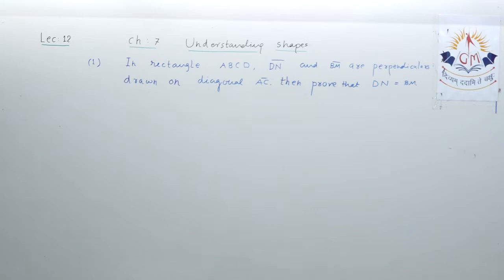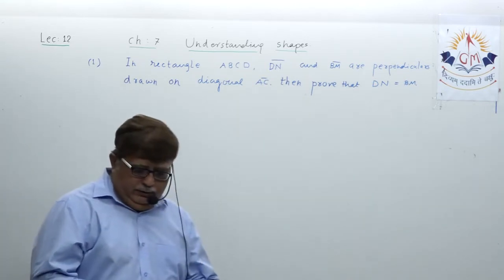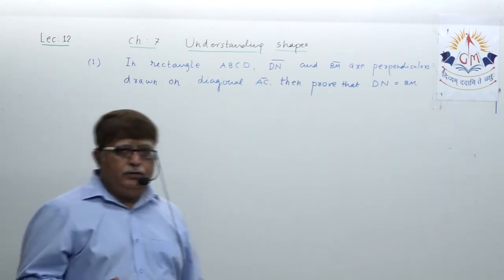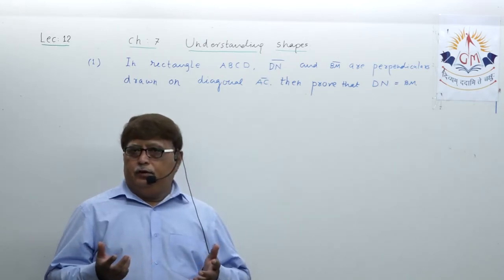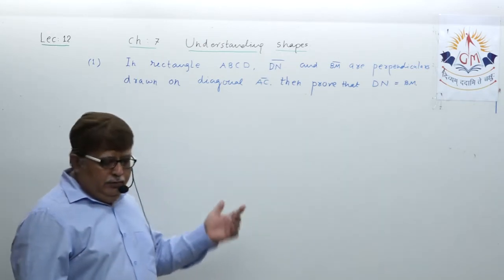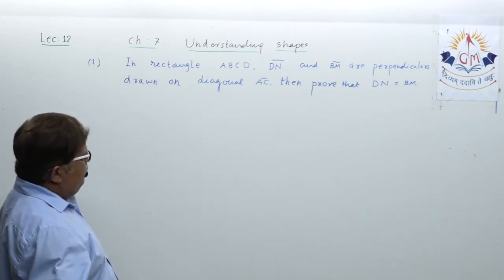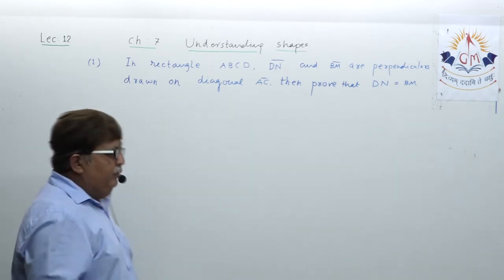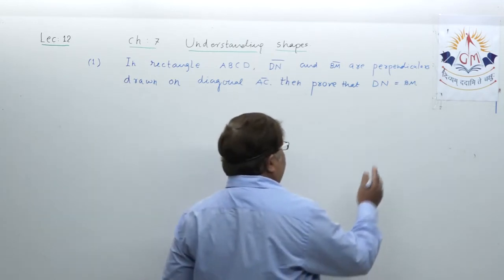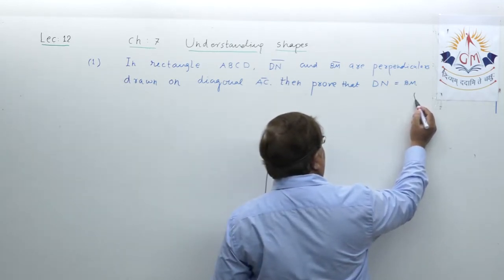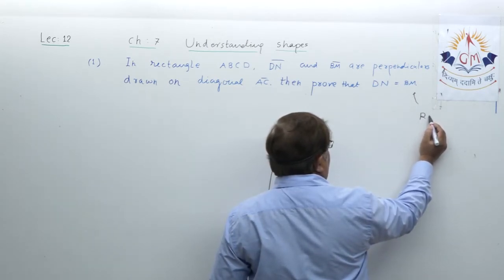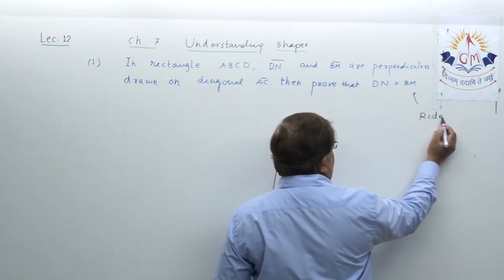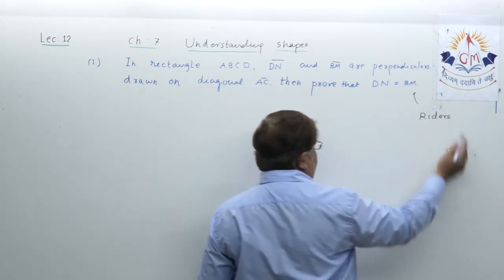Okay, first you verify it. As I told you, whenever we want to prove any theorem or rider, the word rider, which I just now coined for you, means such geometric examples which require proof. Try to understand it. This can be called riders.